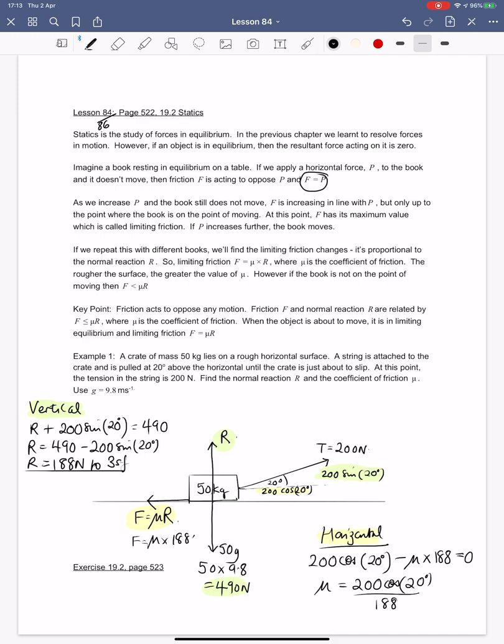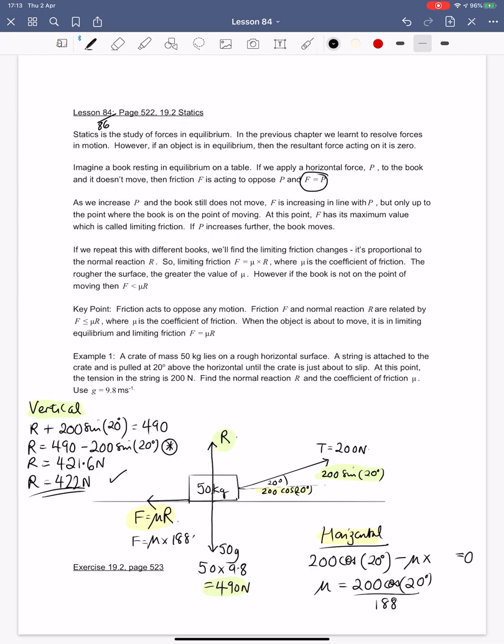I've just done it in a slightly different order from the book. 490 minus 200 sine 20. I made a mistake there when I did that on the calculator. That comes from not looking at my notes properly. R is 421.6 newtons. Sorry, it's 422 newtons. I'm rushing. I don't know where I got that. Yeah, that was just calculator error. Got to substitute that into the calculator, and you definitely get that.